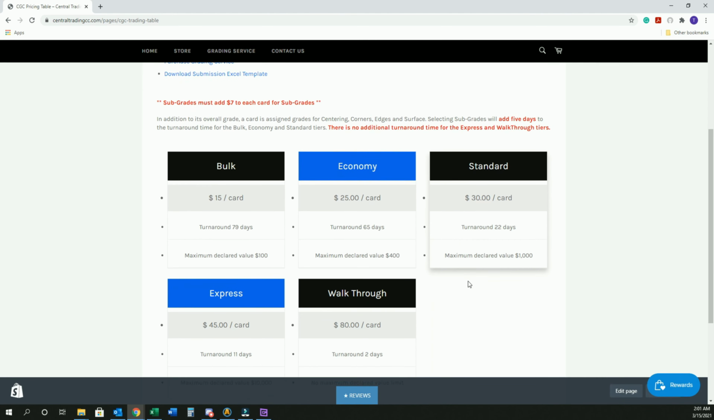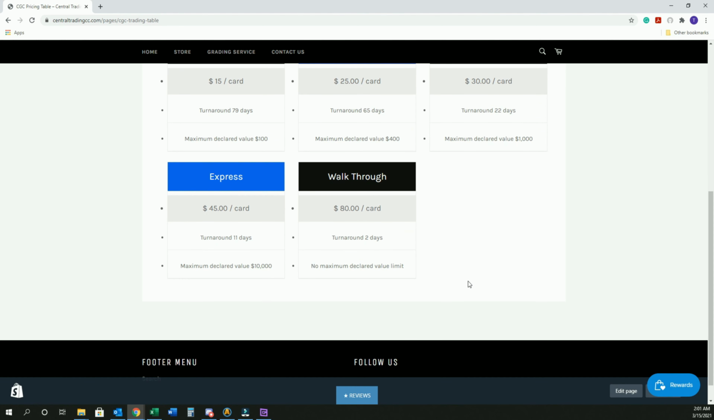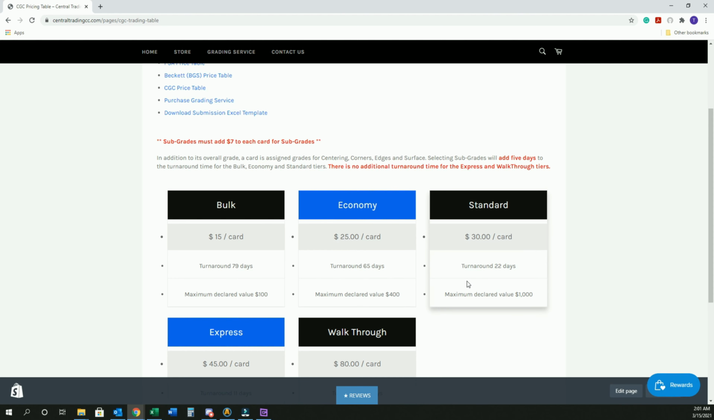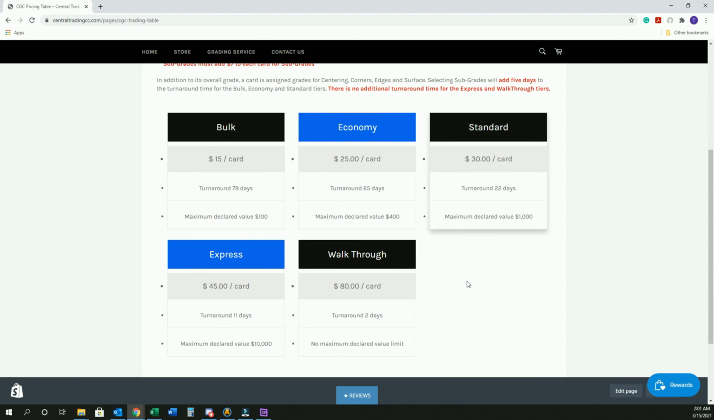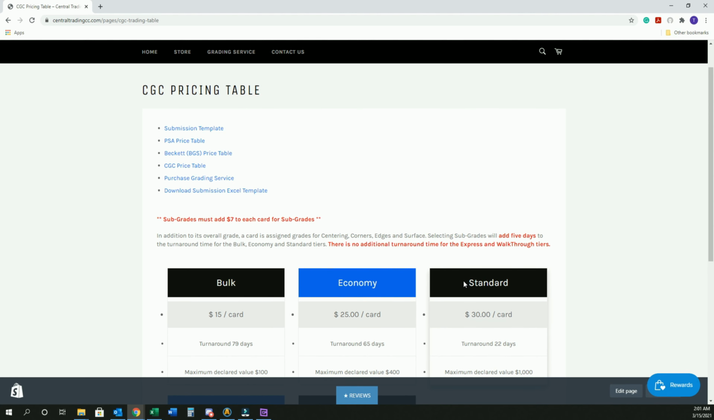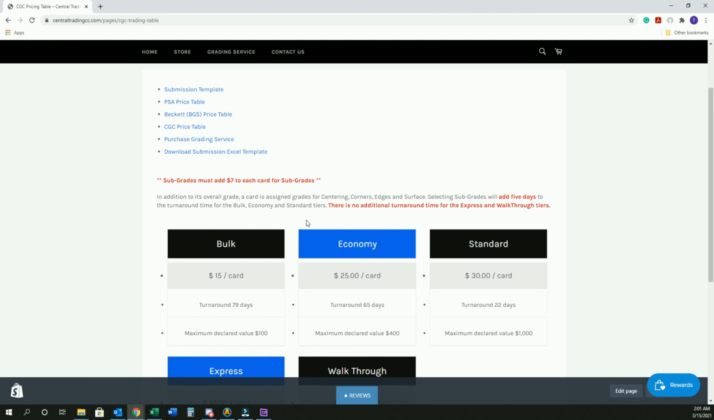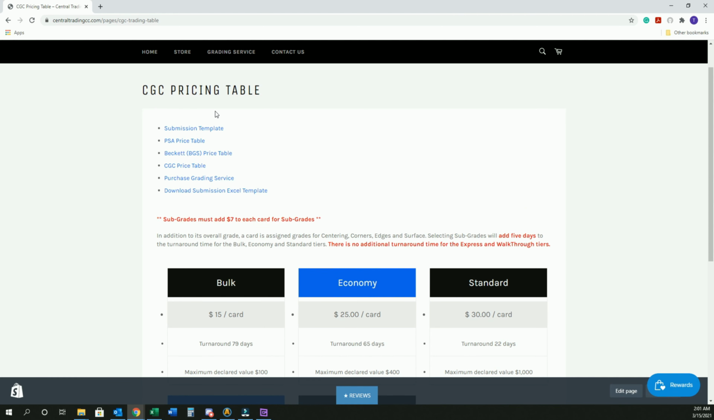And I always suggest doing subgrades too if you want to. It's kind of personal preference. I do half and half with CGC. Sometimes I have the subgrades, and the other half I just go straight whole grade. So it's really personal preference on that one. But basically, these are the price guides on each of these brackets here. So nothing too crazy.